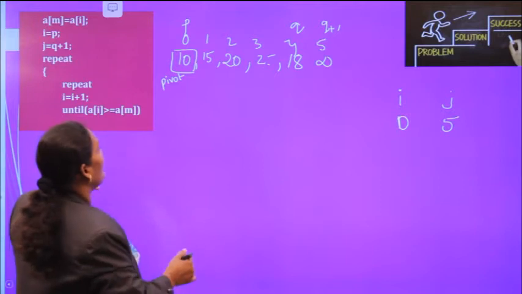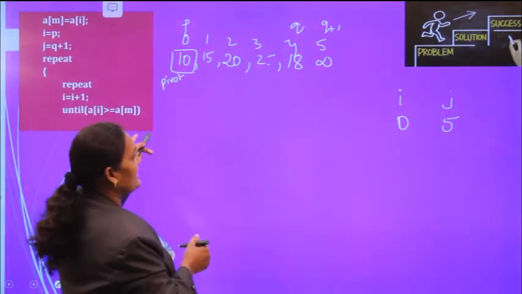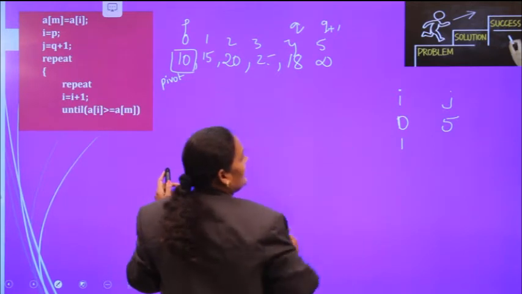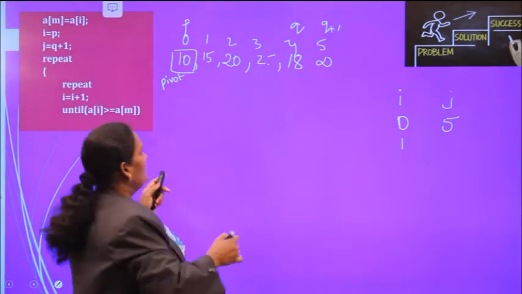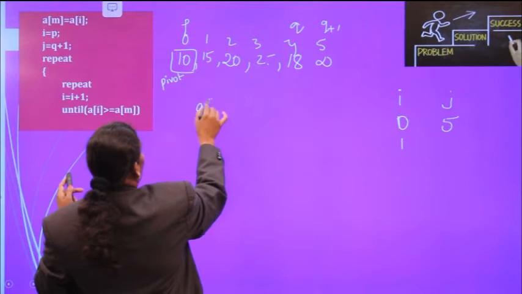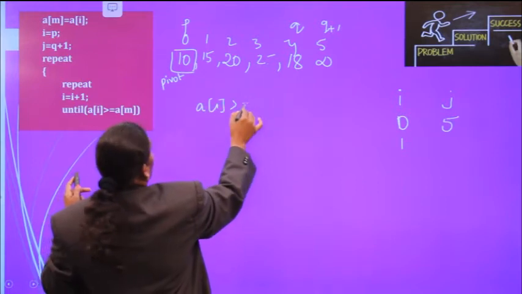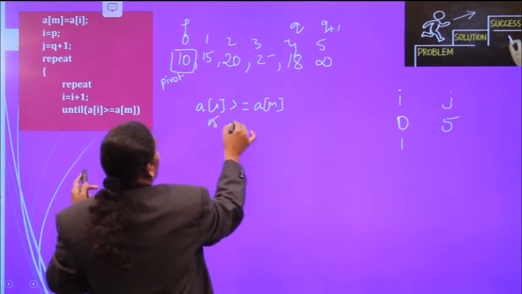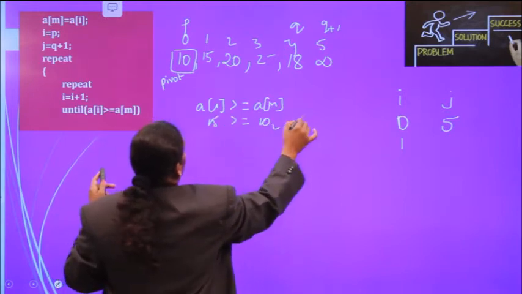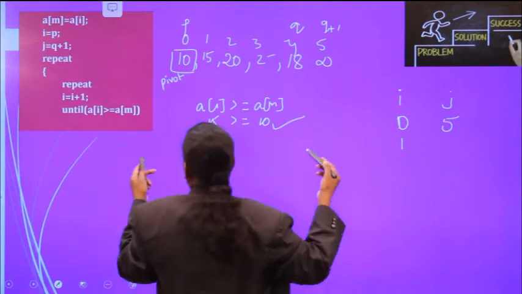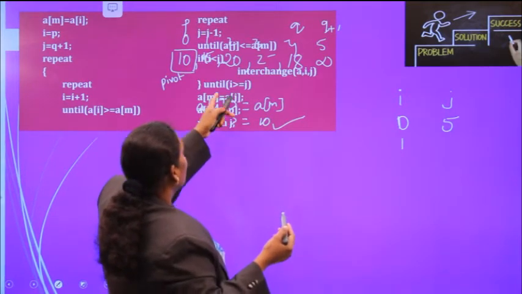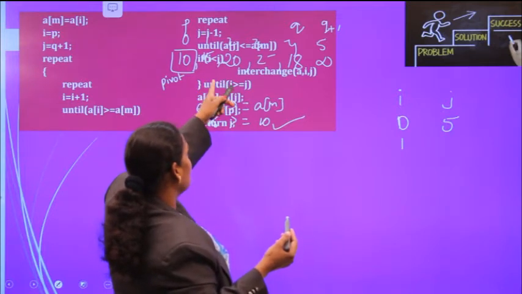Let us see the procedure I am repeating. Repeat I is equal to I plus 1 until you get A of I greater than or equal to A of M. Now I am going to increment I. By incrementing I, it becomes 1. Now I am going to compare A of 1 greater than or equal to A of M, that is, 15 greater than or equal to 10. Yes, the condition is true. Then what do I need to do? I need to decrement J.